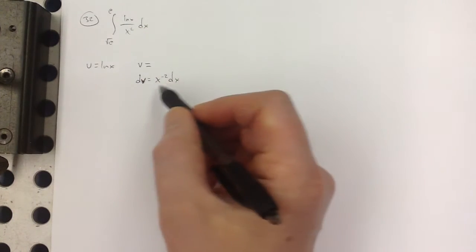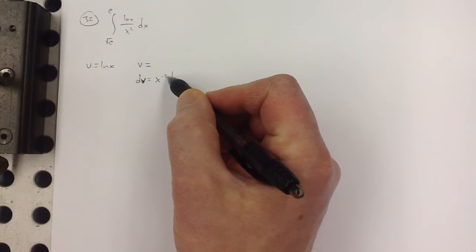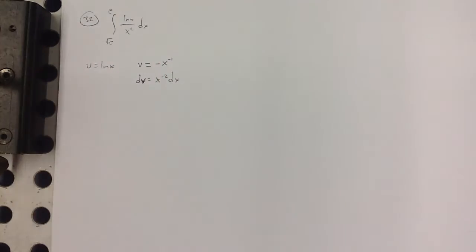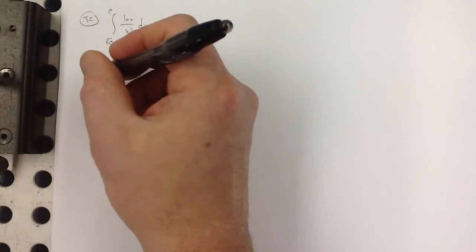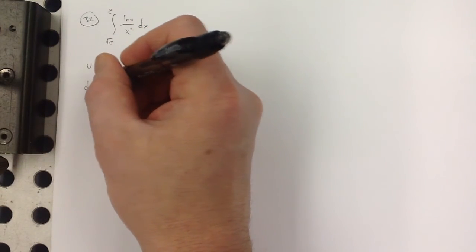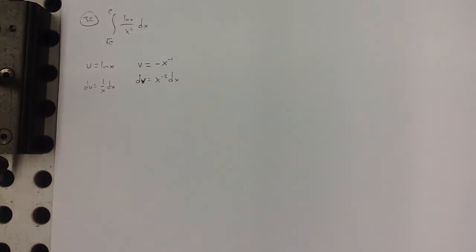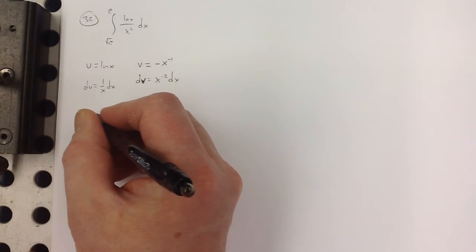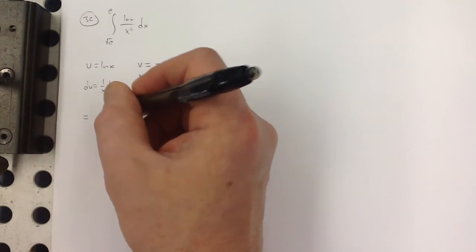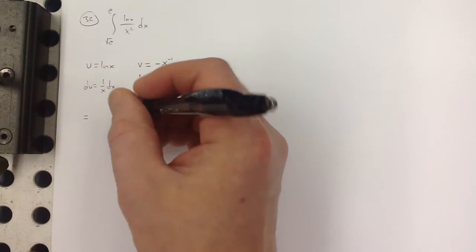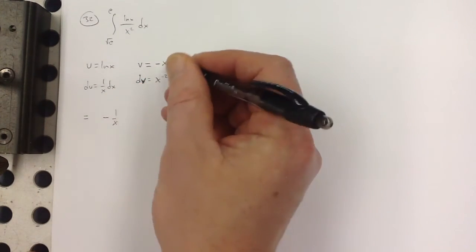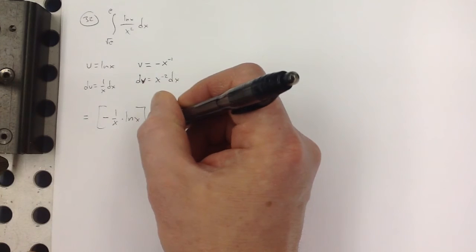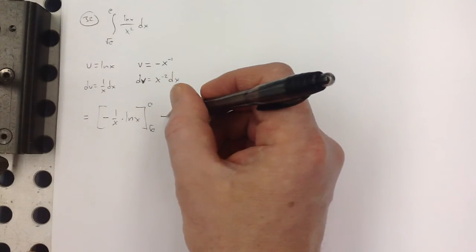So the antiderivative of x to the -2, bump the exponent up 1 to -1, and then divide by the new exponent. That's negative x to the -1. Derivative of this is 1 over x dx. So my new version of this integral is uv, that's -1 over x times natural log x, and that's got to be evaluated from the square root of e to e. Don't forget about that.